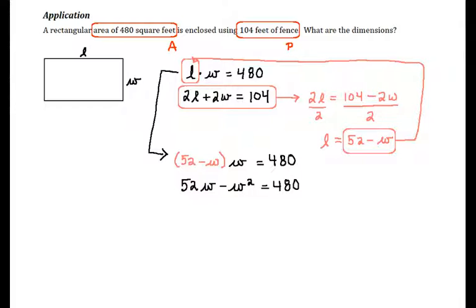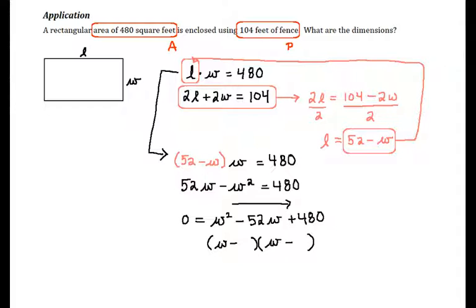When I get all the terms on one side, I'm going to choose to move everything to the right in this case because that's going to make my leading coefficient positive. So moving both of those terms to the right changes their signs. I get w squared minus 52w, but that 480 didn't move, so it remains positive. So at this point, I can try factoring. If factoring this is difficult because the numbers are a little bigger, then the quadratic formula is also an option.